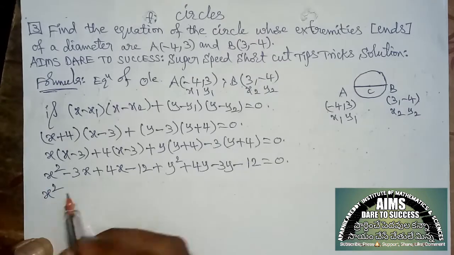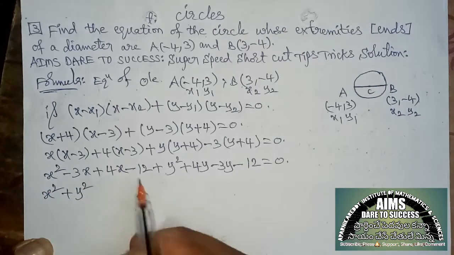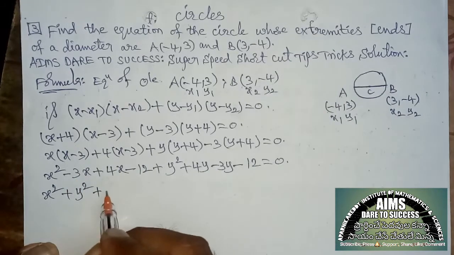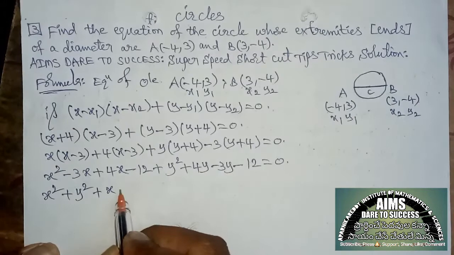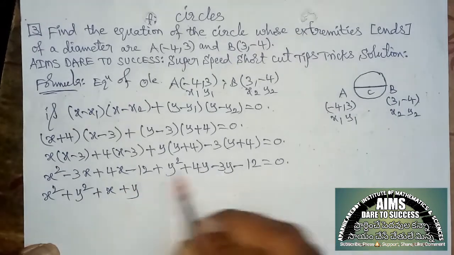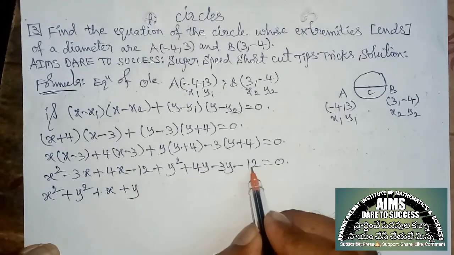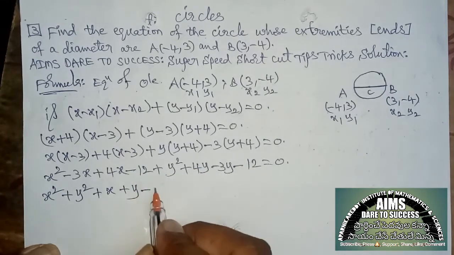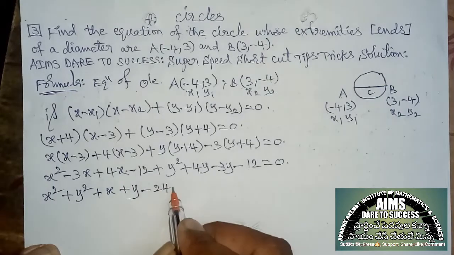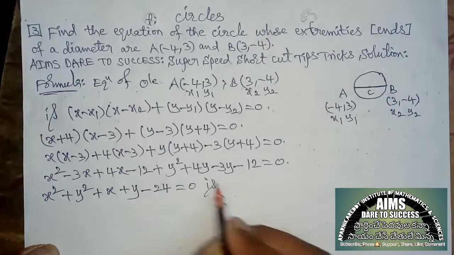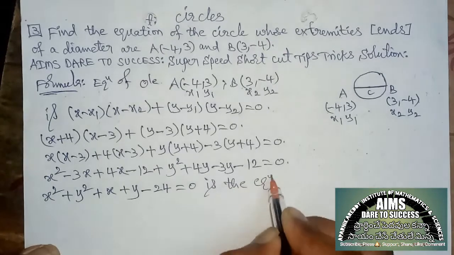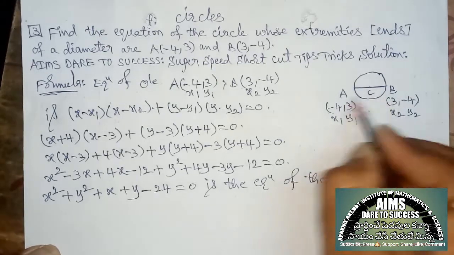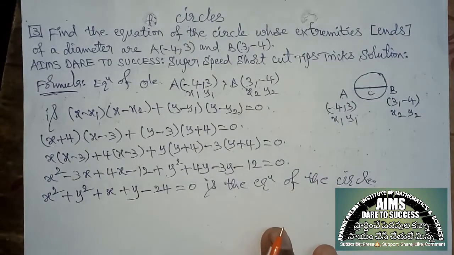Next write serial, first x square term, then y square term, x square plus y square. Next x term, 4x minus 3x is plus x, 4y minus 3y is plus y. Next constant terms, two values are here, so minus 12, same symbol you can write minus. Next add both values, 12 plus 12 24, minus 24 is equal to 0, is the equation of the circle by using the given ends of the diameter.